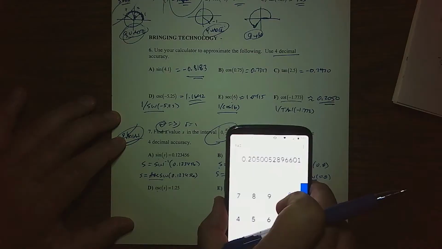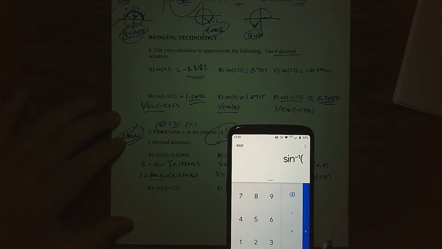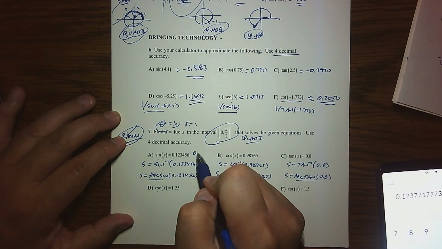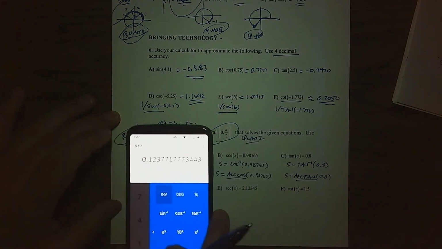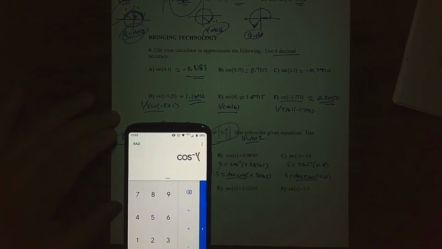So going to my little calculator, I'm going to have to do an inverse. Oops, I better clear this out. We're talking the inverse, so the inverse sine of 0.123456. And hit enter. It looks like it's 0.1238. So 0.1238 is our answer.